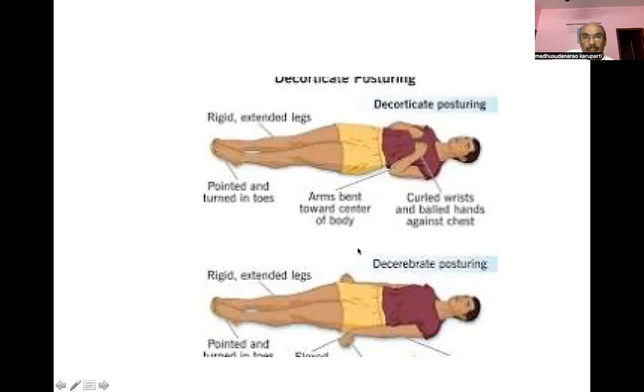Decorticate posture is characterized by the flexion of the upper limbs at the elbow, adduction and internal rotation at the shoulders, flexion at the wrist and the flexion of the fingers. With regard to the lower limbs, they are extended both in decorticate as well as the decerebrate postures. They are extended at the knee, adducted at the hip with internal rotation, and plantar flexion of the foot with pointing down of the toes.